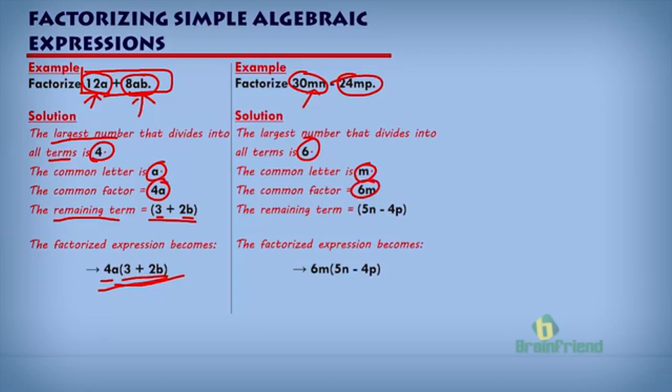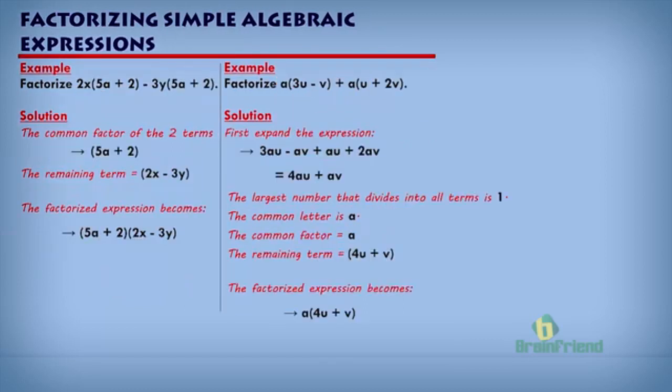All right, if we remove 6m from 30mn, what do we have left? We have 5n left. If we also remove 6m from 24mp, what do we have left? We have 4p. So this becomes our remaining term. 5n minus 4p is our remaining term. We put that in brackets to better organize it, and then we multiply the remaining term by our common factor. And that gives us the solution of our factorization. Okay? So let's look at more examples.